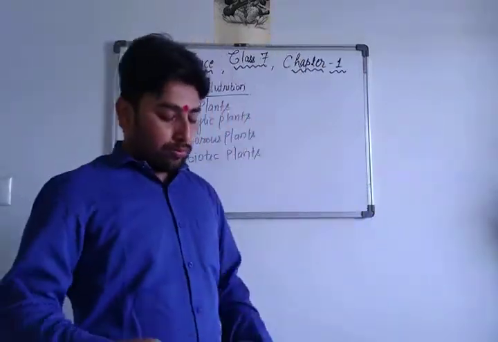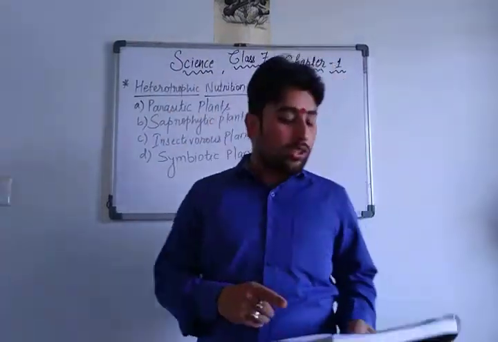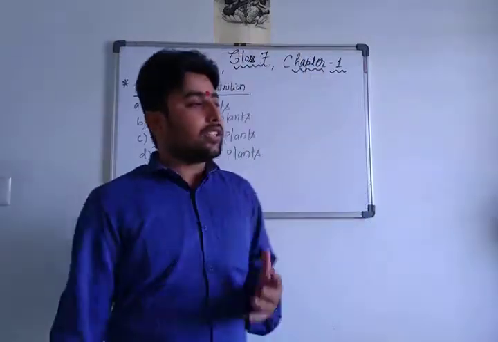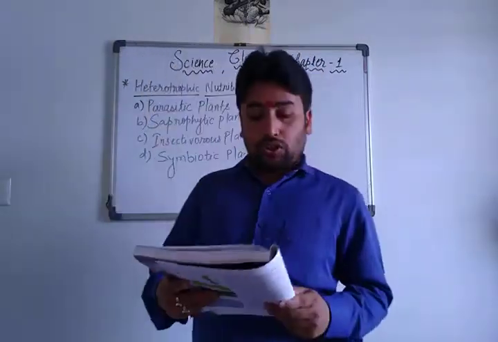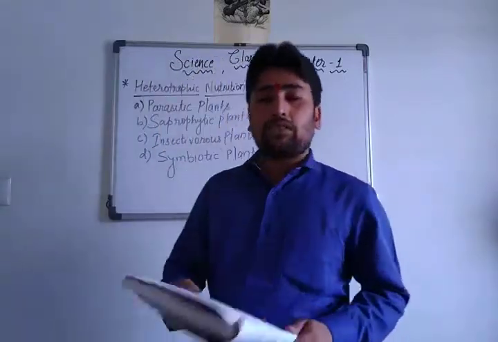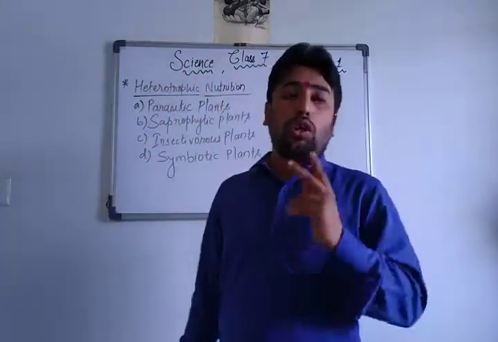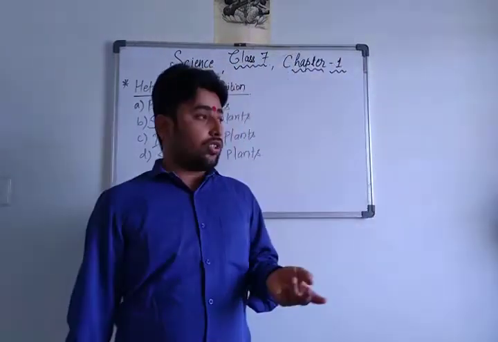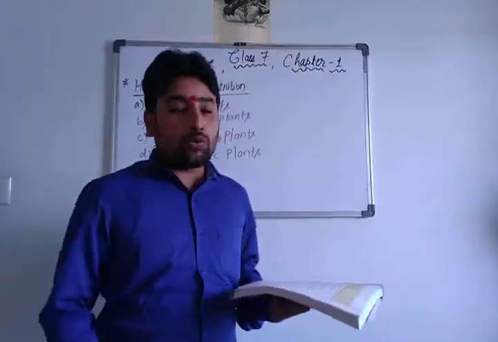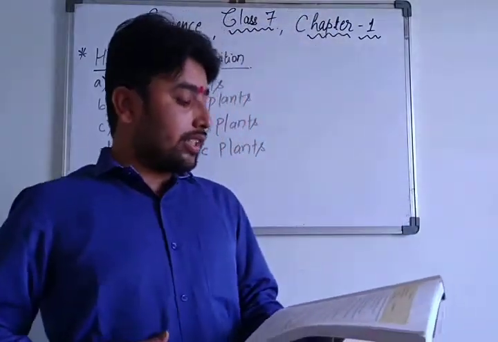Now I will tell you the most important points of this chapter, that is life process. What is life process? The basic functions which allow living organisms to live on the earth are called life processes. Second is nutrition, the process of taking food into our body and the utilization of food in our body is called nutrition. There are two types of nutrition: autotrophic nutrition and heterotrophic nutrition. Autotrophs means organisms which prepare their own food, and heterotrophs means those which are dependent on another living organism.